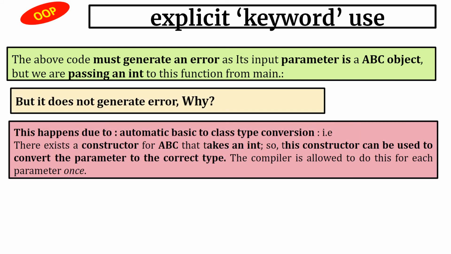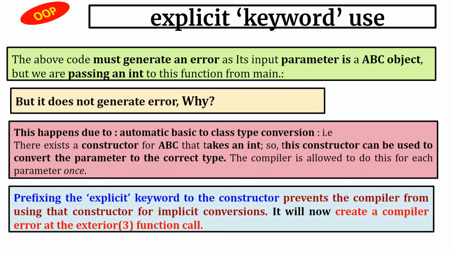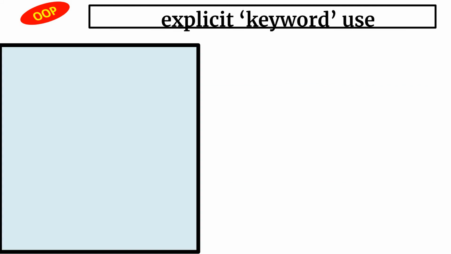This happens due to the automatic basic to class type conversion, that there exists a constructor of ABC that takes an integer as a parameter. So this can be used to convert the parameter to the correct type. The compiler is allowed to do this for each parameter once. Preferring the explicit keyword on the constructor prevents the compiler from using that constructor for implicit conversion. It will now create a compiler error at the exterior 3 function call.